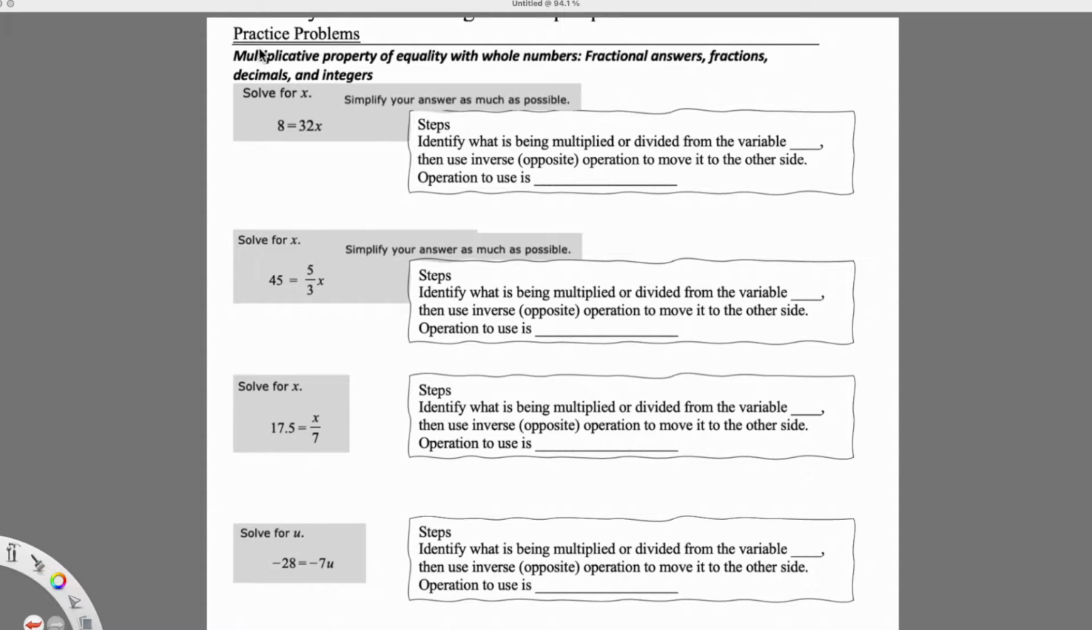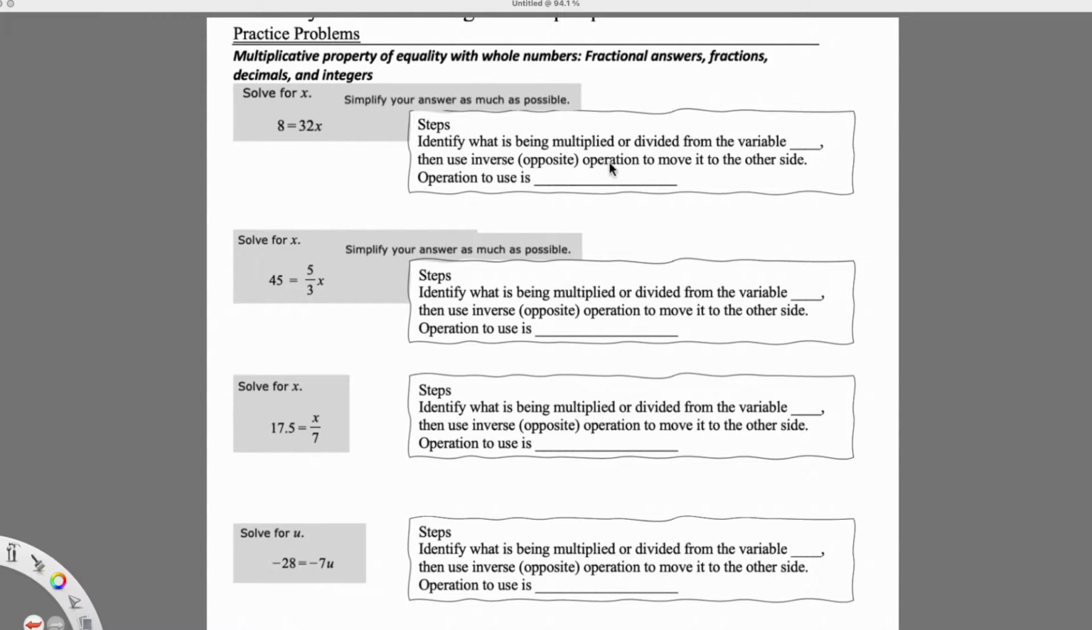So if you remember from the last video, we were using the additive property. So that means we were adding or subtracting to get the variable by itself. Well, now the multiplicative property says we're either going to multiply or divide to get the variable by itself. And we're always looking for the opposite operation. That's how we get the variable alone.